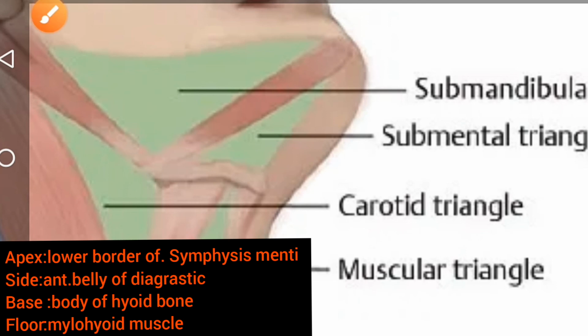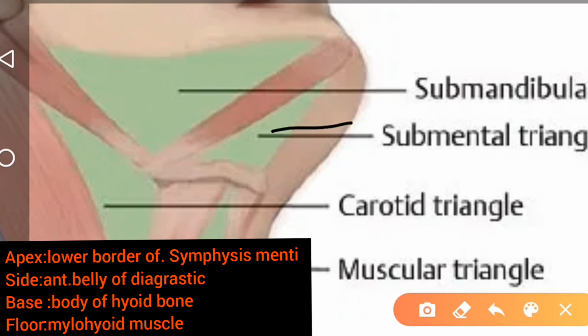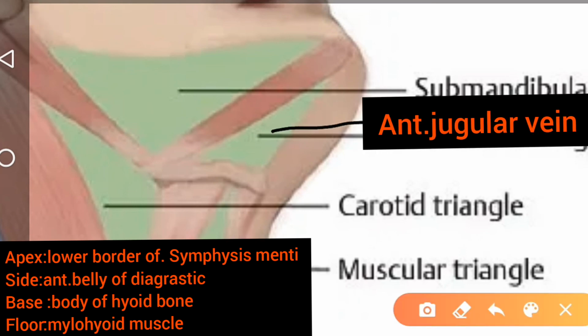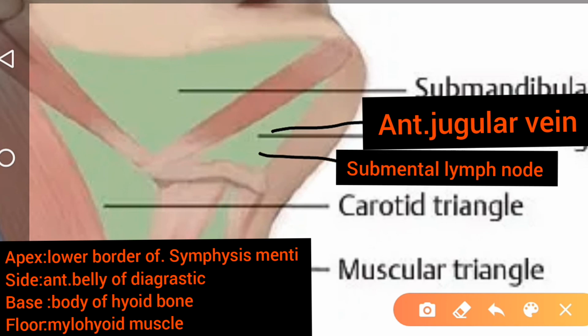The contents of the submental triangle: the vein present in it is the anterior jugular vein, and the lymph nodes present are the submental lymph nodes.